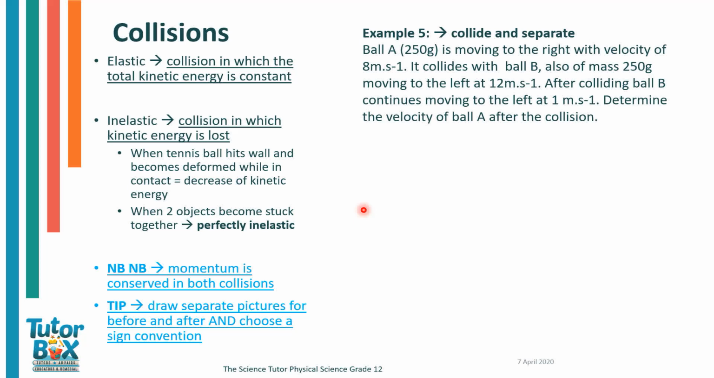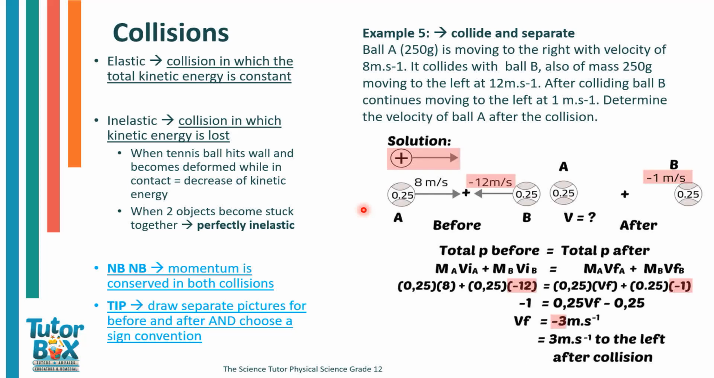So example 5, ball A is moving to the right with a velocity of 8 meters per second, colliding with ball B, moving to the left at 12. After colliding, ball B continues moving to the left at 1 meters per second. Determine the velocity of ball A after the collision. Okay, and they both weigh 250 grams. We're going to take the right as positive.